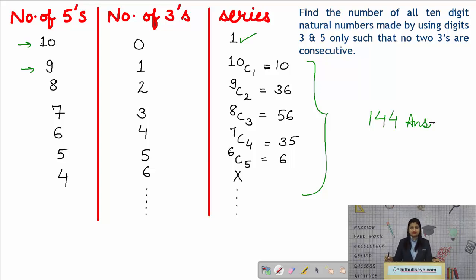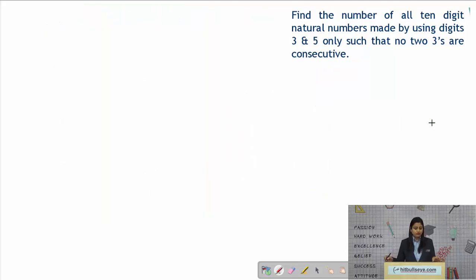But it is cumbersome, so we will make use of a beautiful series which is known as Fibonacci series. See, we'll go by taking smaller length of the number. Let us take only a one digit number. I am applying the same condition that we want to make numbers by using only 3 and 5 and no 2 3s are consecutive. So we are talking about one digit number.